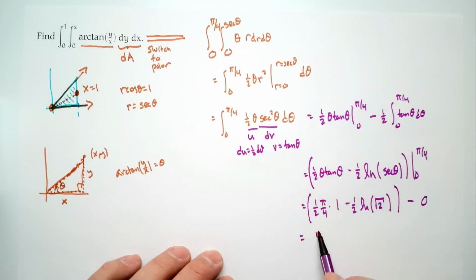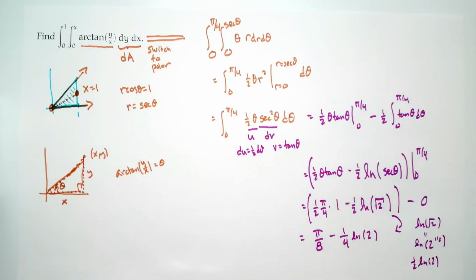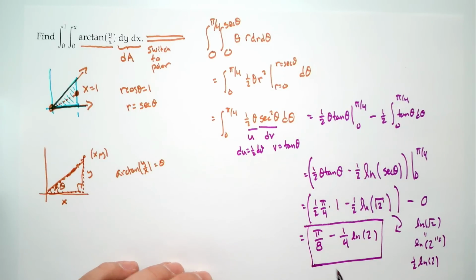So we end up with pi over 8 minus 1/2 log square root of 2, which you can, if you like, write as minus 1/4 log of 2. And if you're curious what I did at that last step, the log of square root of 2 is log of 2 to the 1/2, but I can pull a power down, so 1/2 log of 2. All right. And there you go. That wasn't so bad. That wasn't bad at all.